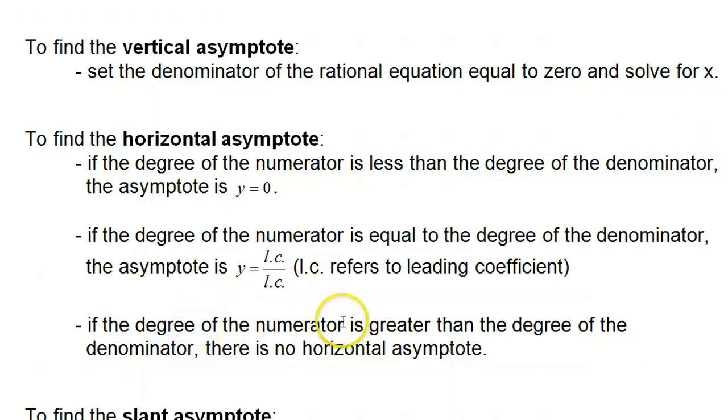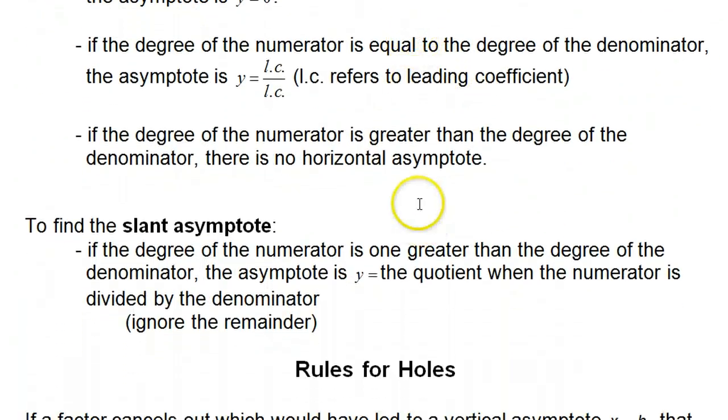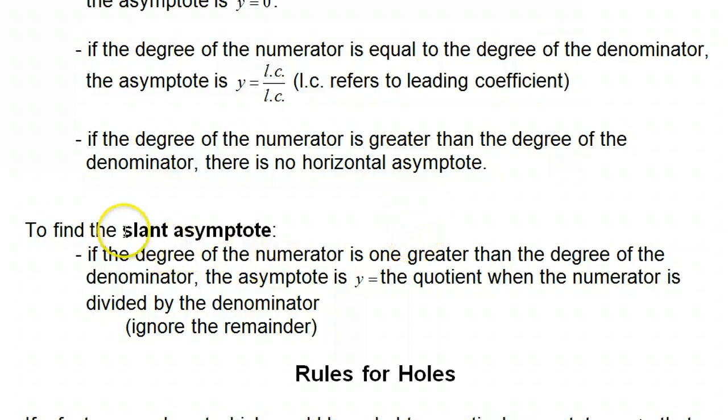If the degree of the numerator is greater than the denominator, then there is no horizontal asymptote. However, there might be a slant asymptote. If the degree of the numerator is 1 greater than the degree of the denominator, there's a slant asymptote, which will be the quotient that you get when the numerator is divided by the denominator. You can ignore the remainder.